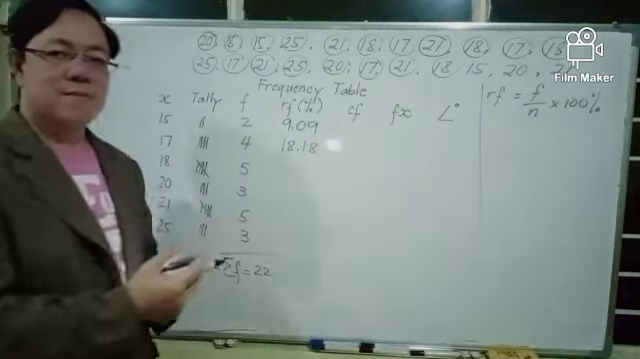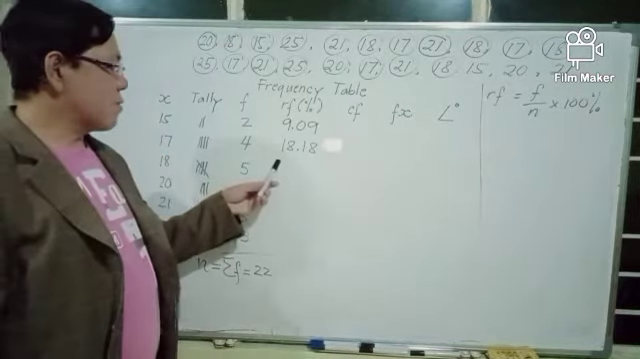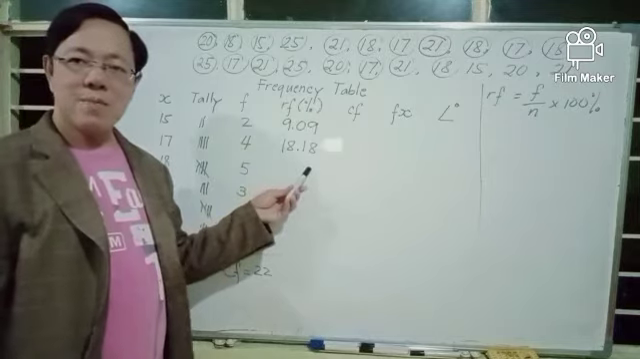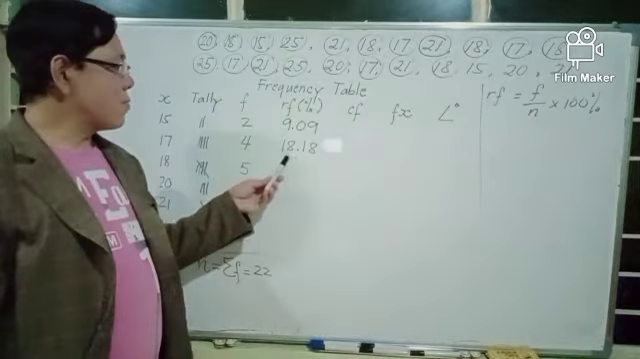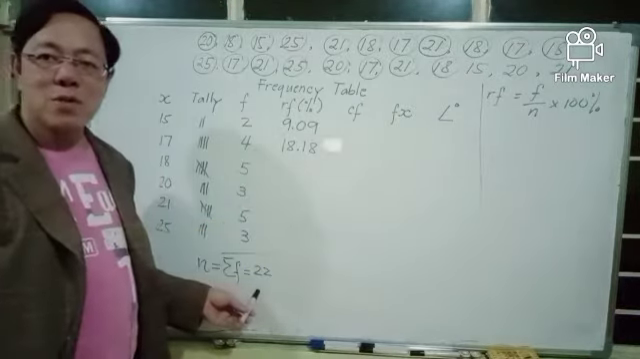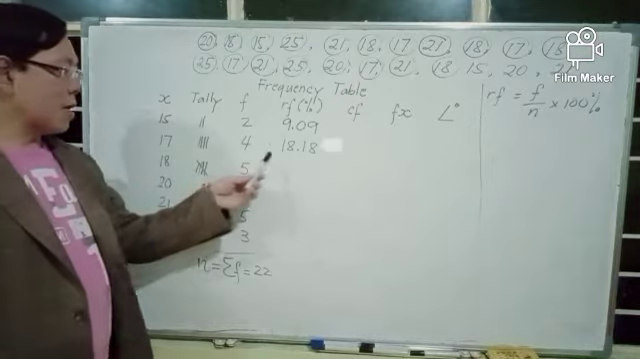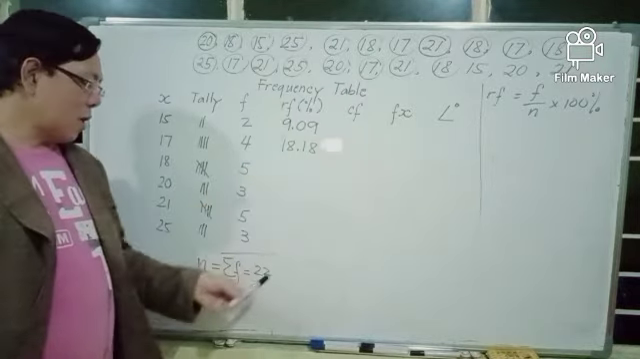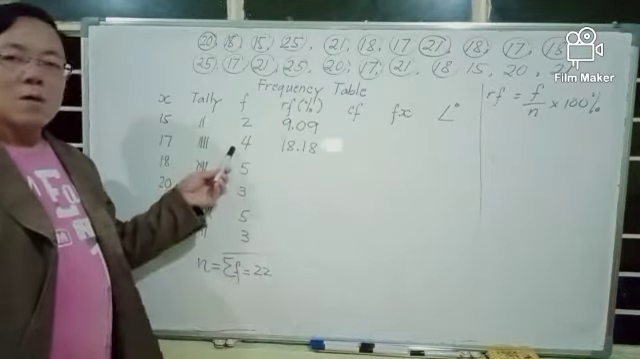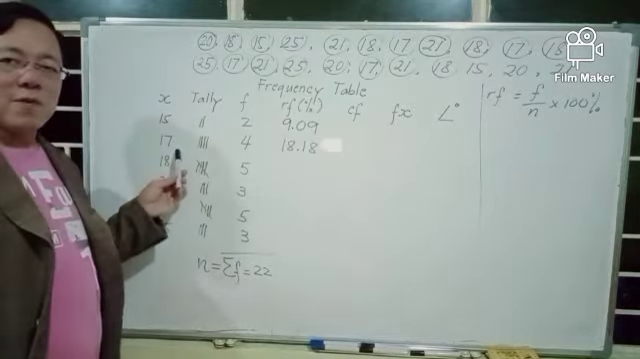18.18%. The relative frequency of 18.18% means that 18.18% of the sample of 22 students have the scores of 17. And 18.18% of 22 should give you 4. There are 4 students with scores of 17.